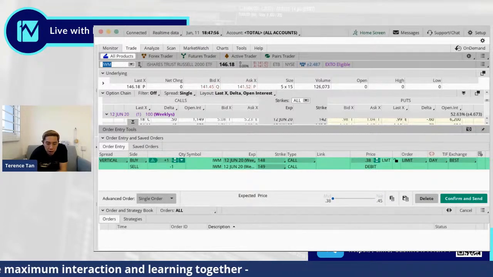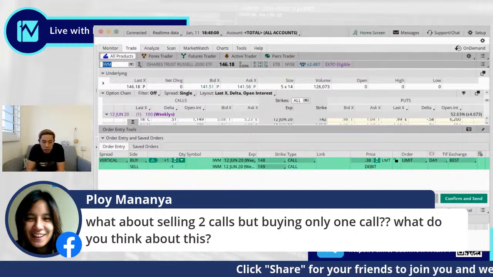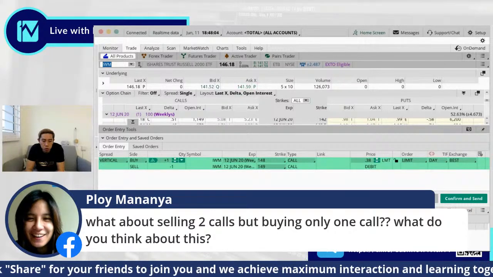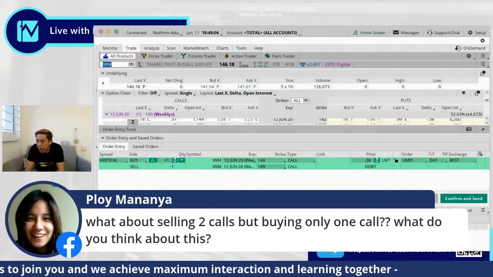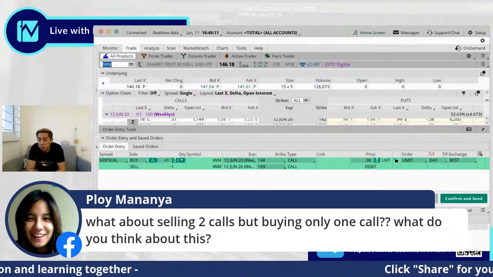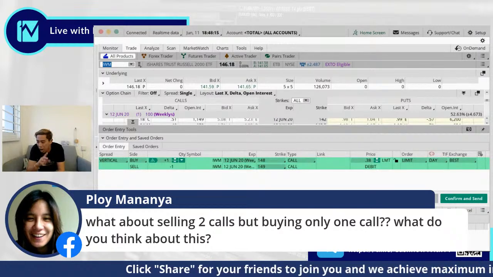While we wait for more of you to come in on your comments, let me just quickly address Ploy's question. Ploy is asking, Terence, what if I sell 2 calls and then I turn around and buy 1 call option? You realize this is simply what we call a lopsided move. I don't want to go into the specific strategy name for it right now.